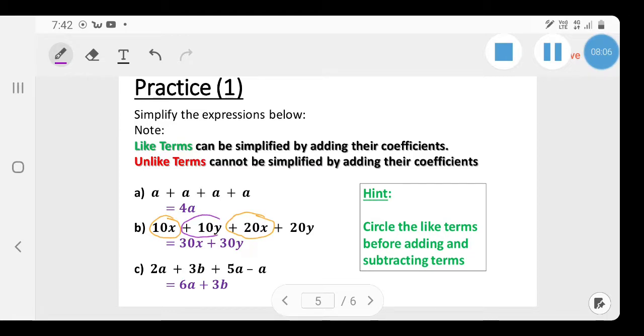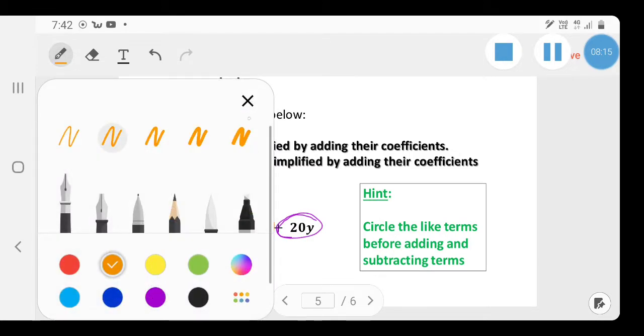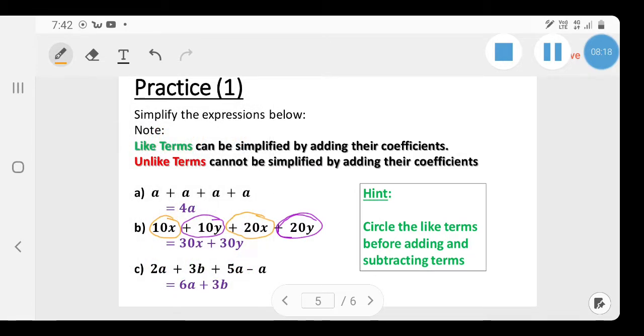Now we have plus 10y and plus 20y. They are like terms. Okay, so now when it comes to writing the answer, I can only add together terms that are like terms. So I'm doing two separate additions here. I'm doing 10x plus 20x, which is 30x, and 10y plus 20y, which is 30y. Okay, nice and simple.